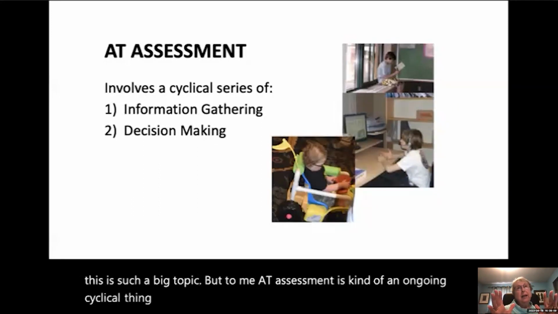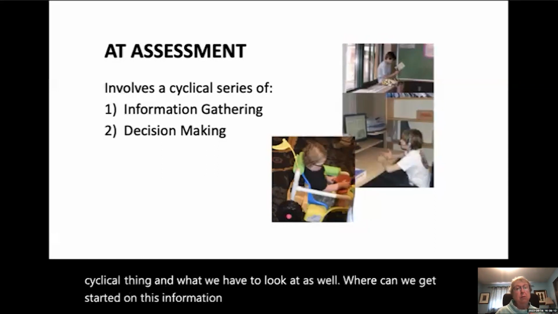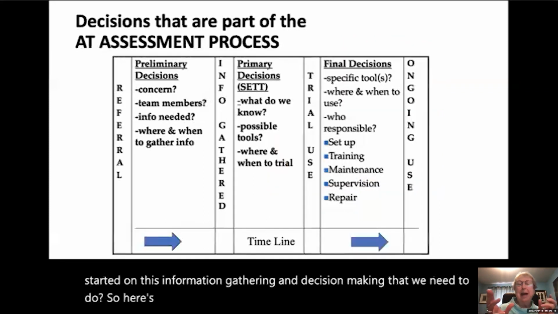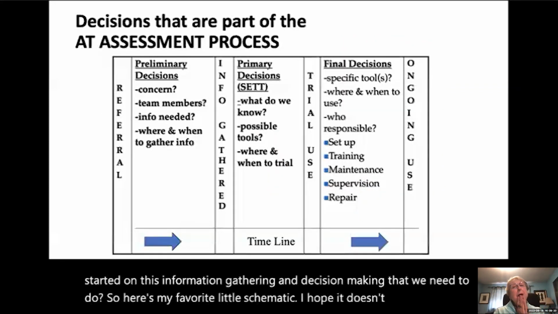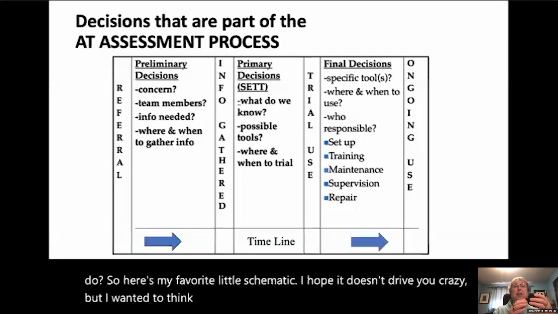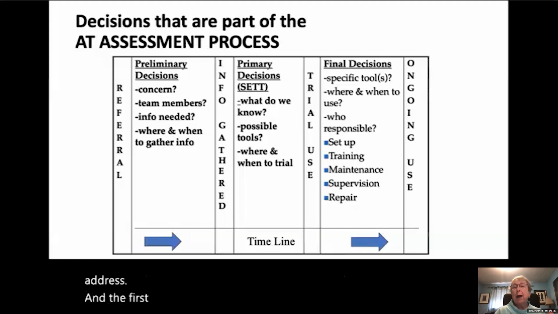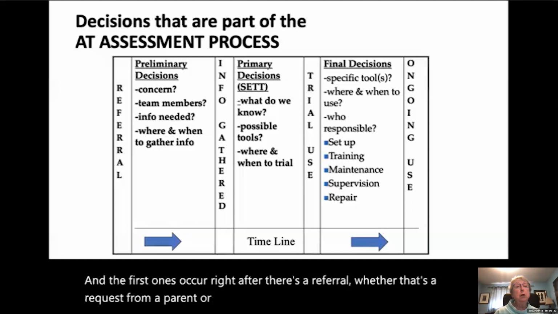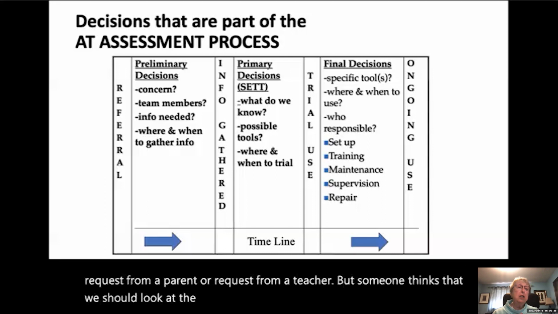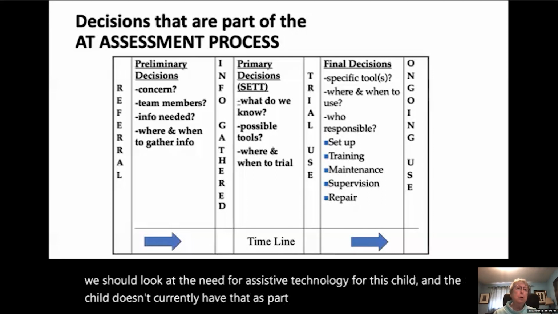And what we have to look at is, where can we get started on this information gathering and decision making that we need to do? So here's my favorite little schematic. I hope it doesn't drive you crazy, but I wanted to think about that there's a series of things that we need to address. And the first ones occur right after there's a referral, whether that's a request from a parent or a request from a teacher, but someone thinks that we should look at the need for assistive technology for this child, and the child doesn't currently have that as part of their special education program.